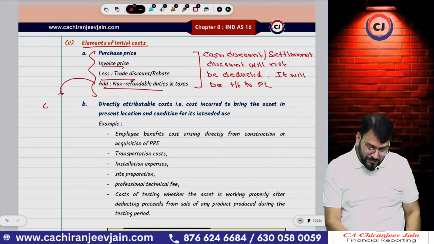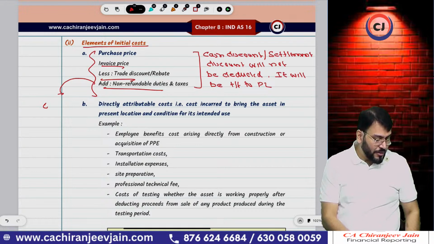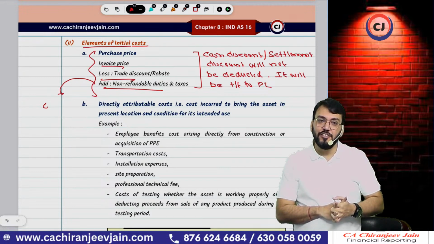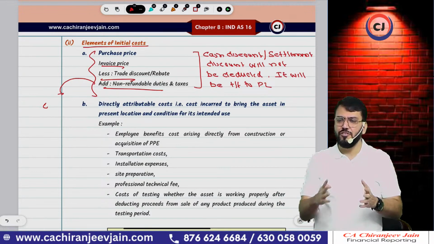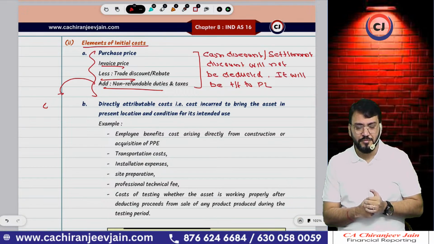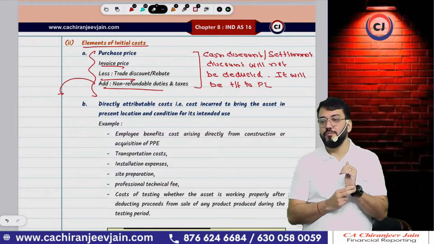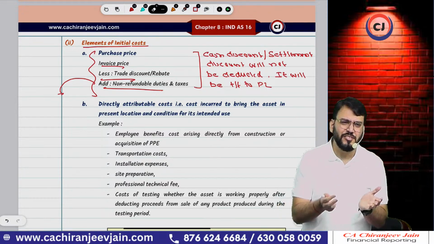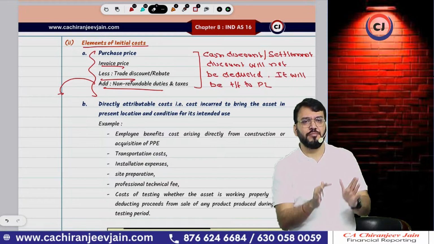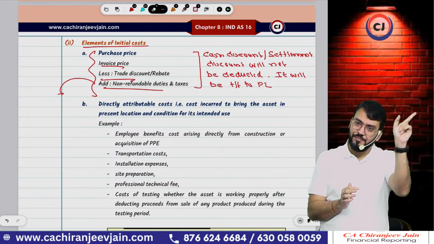Correct? देखो, if question is silent, assume input credit is not available. या assume non-refundable. देख लिया? If question is silent, assume credit is not available, or you can say taxes are non-refundable. Add it. Inventory also same, huh?